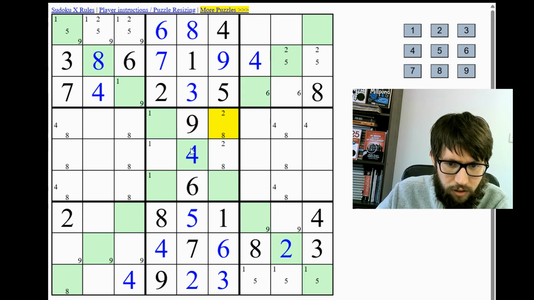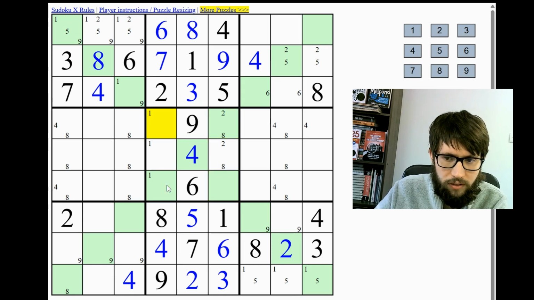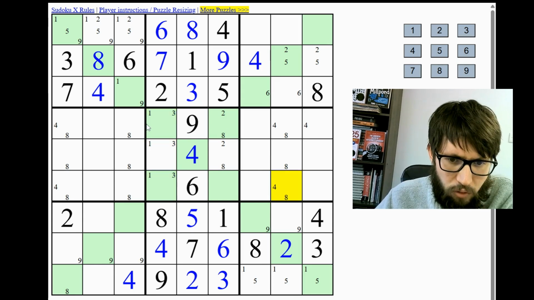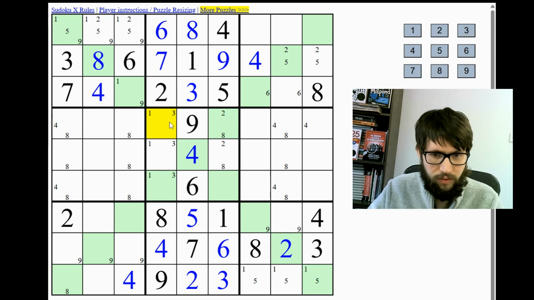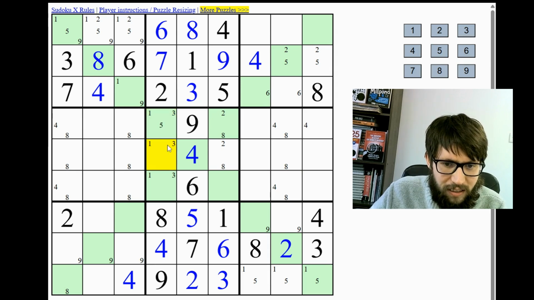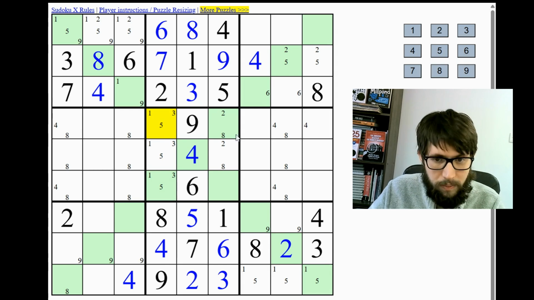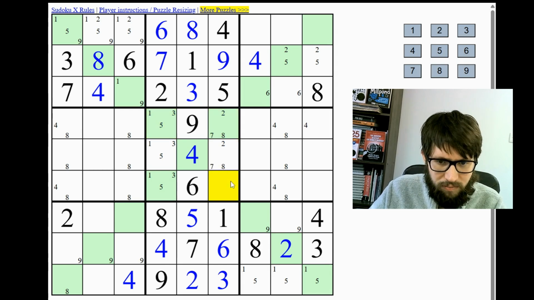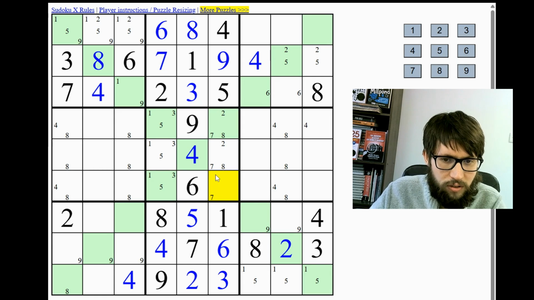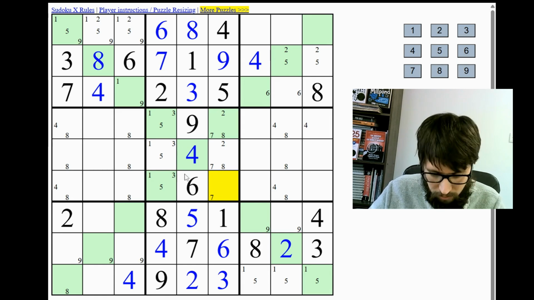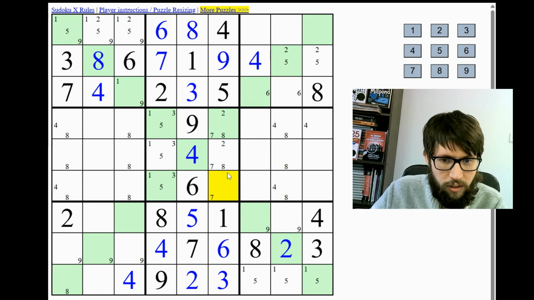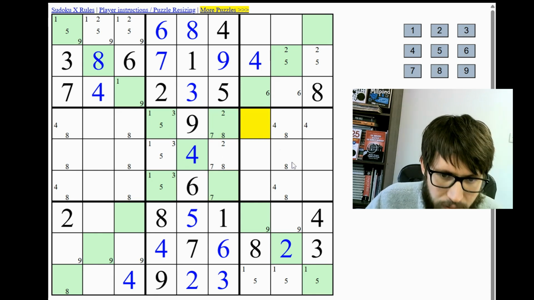2, 8, 3 could be, so 3 has to be in one of these 3 squares. 4 is already there. 5 again has to be along here. 6 is already there. 7 has to be on this side. 8 is not there, which means 8 is also along this side, but not on the diagonal. Okay, so I think I filled that out fully.